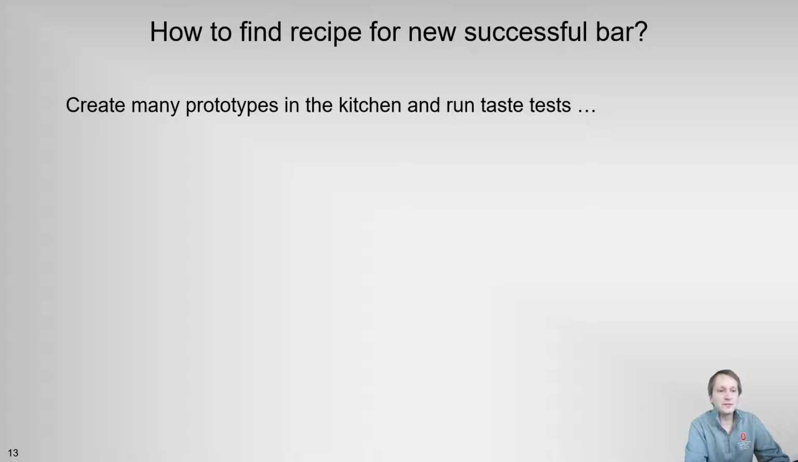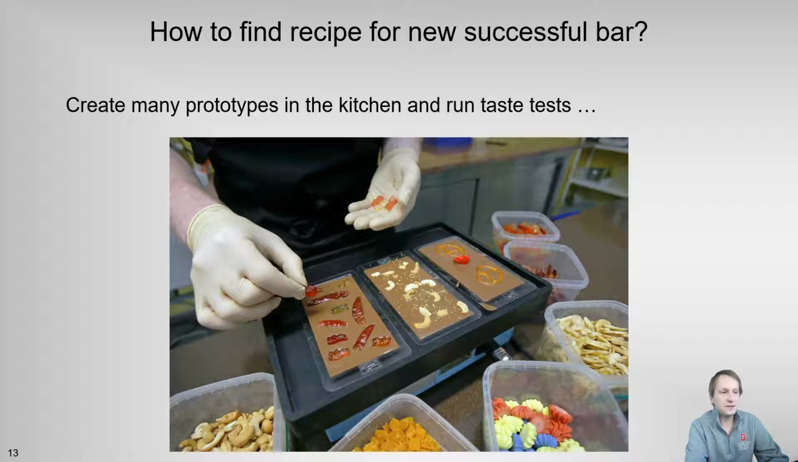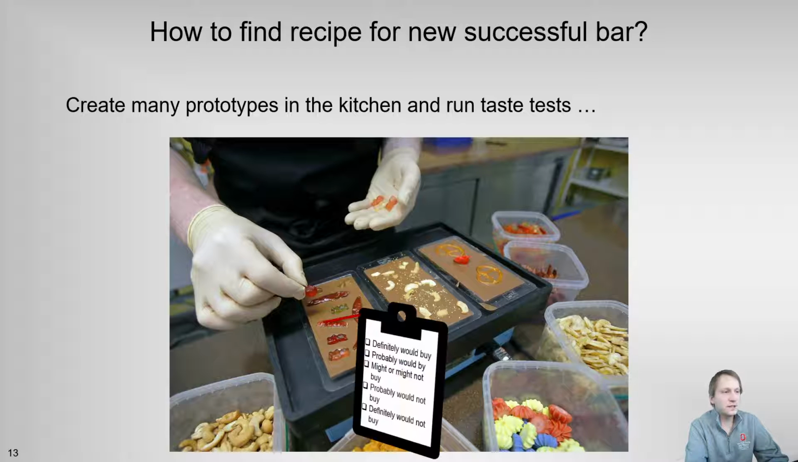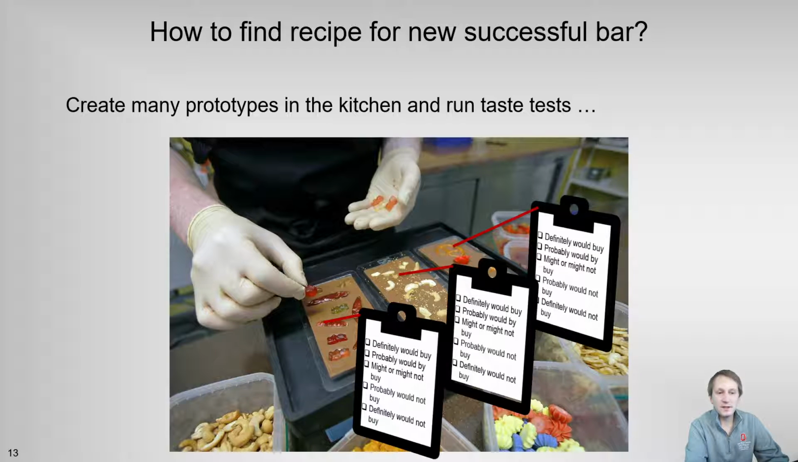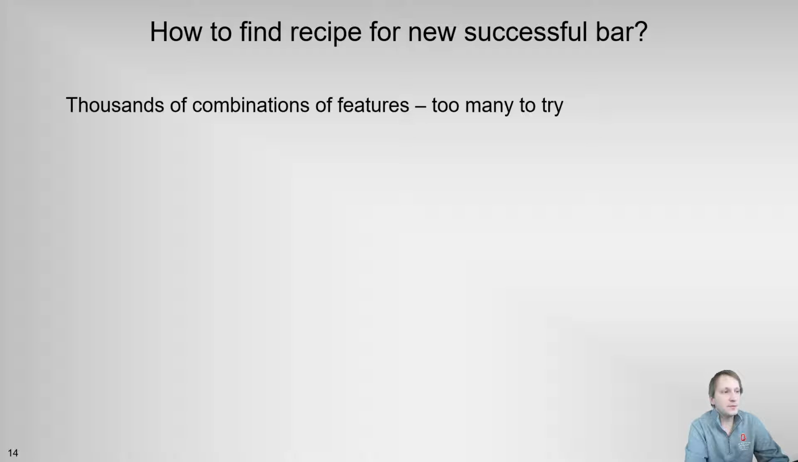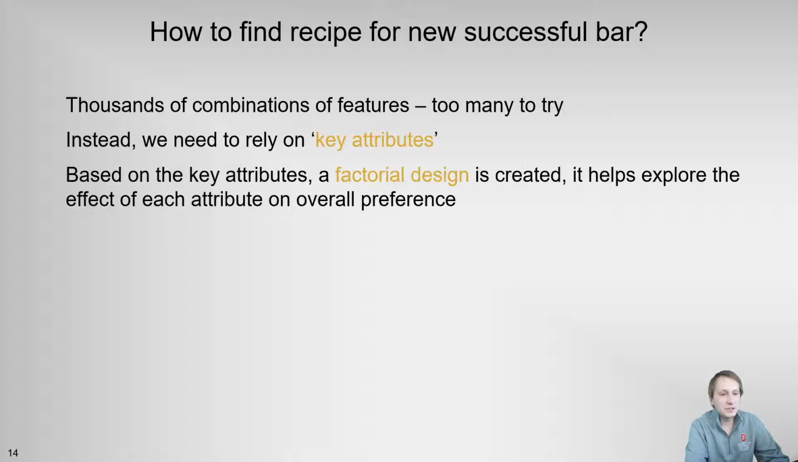Well, you can create many different prototypes in the test kitchen, right? You just put it together and then you run a taste test. And then you let people rate the different varieties, and those that are most popular you can actually launch to the market. Well, there are lots of different ingredients you could put into a chocolate bar, so it would be easier to escape that curse of combinatorial explosion. So you want to rely on key attributes and make as few simplifying assumptions to get more traction.